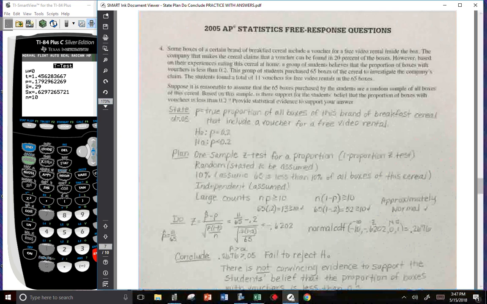If large counts didn't work, how would you graph the proportion? I've actually seen examples where they say large count doesn't work, but we're going to carry on. It did that to us in the daily check. I've never seen it in the FRQ, so I don't think the College Board's going to do that to you.